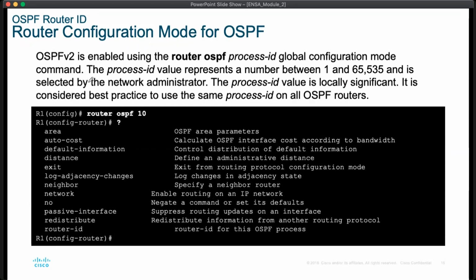And it is selected by the network administrator. The process ID value is locally significant. It is considered best practice to use the same process ID on all OSPF routers. Okay, so this is the command, router ospf 10, where 10 is the process ID.